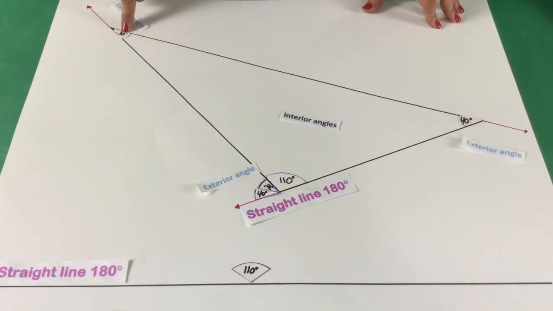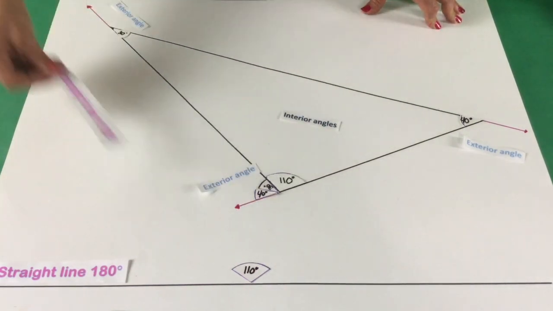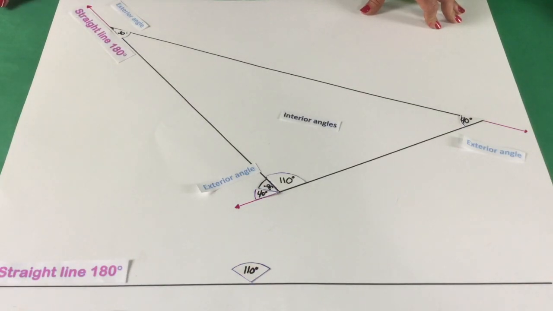Again, here's another interior angle that created an exterior angle when you extended the line. How do you find this exterior angle? This again is a straight line, 180 degrees. So what's missing from the 180 if the interior angle is 30? 180 minus 30 is 150 degrees.